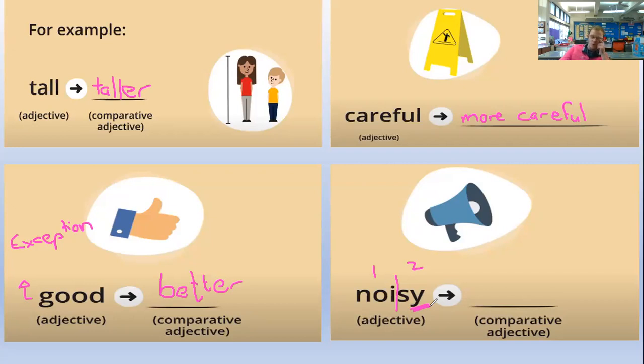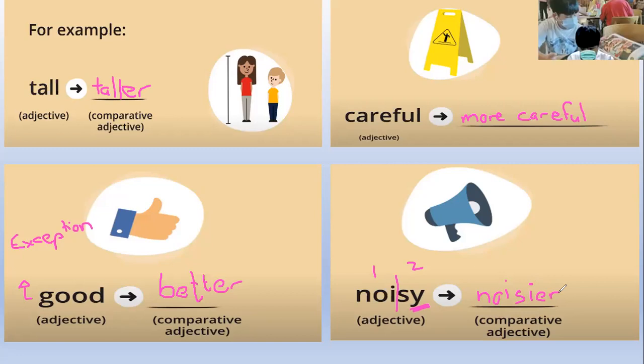You can tell me. How would we spell that? Noisier. N-O-I-S-I-E-R. Yeah. Very important. The Y becomes an I. Okay. Noisier. My friend is noisier than me. Or my friend is too noisy.